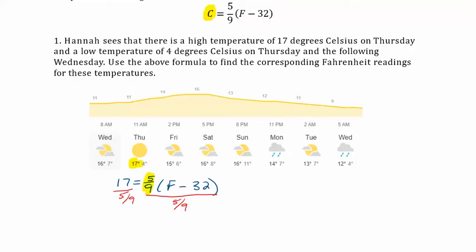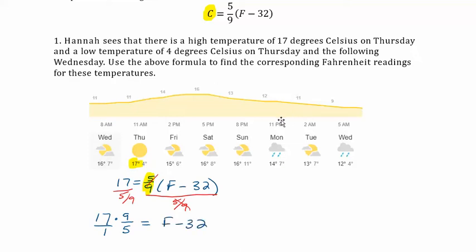Now remember, dividing by a fraction is the same as multiplying by the reciprocal. So 17 divided by 5/9 can be found by 17 multiplied by 9/5. So we'll do that computation. And then on the right-hand side, these 5/9 are going to reduce down to 1. So we're just going to be left with F minus 32.